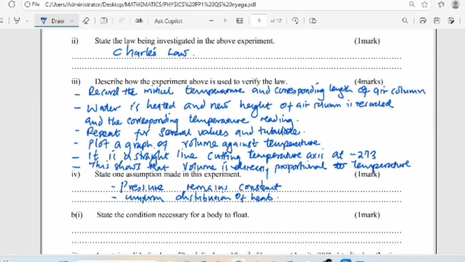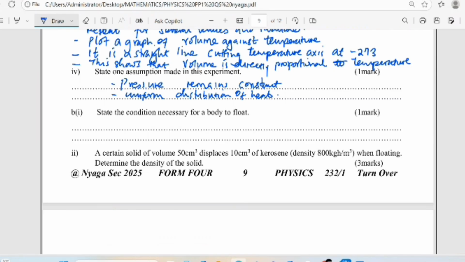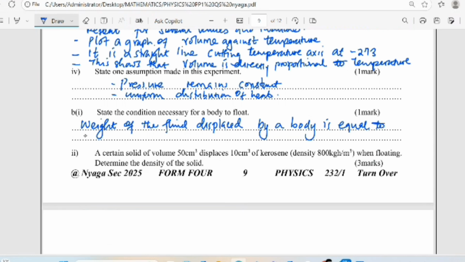State the condition necessary for a body to float. The weight of the fluid displaced by a body is equal to the weight of the body.